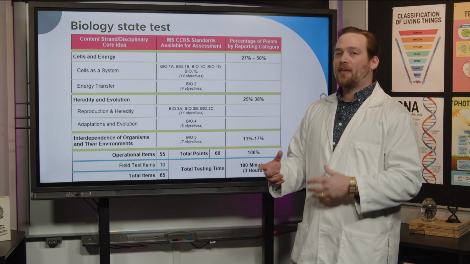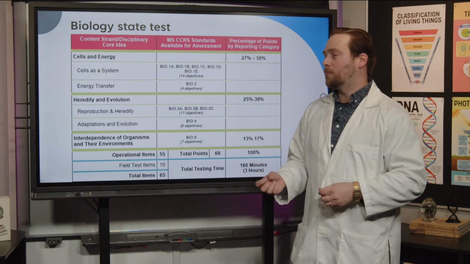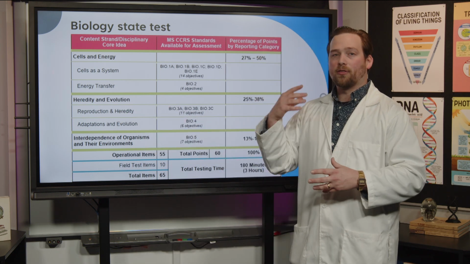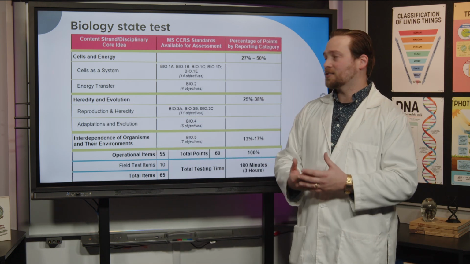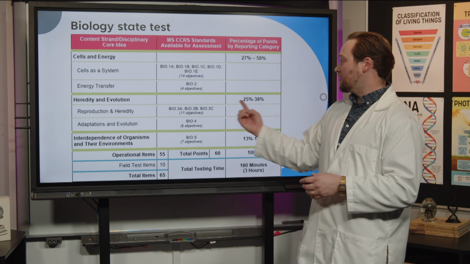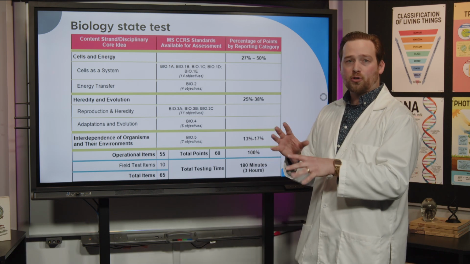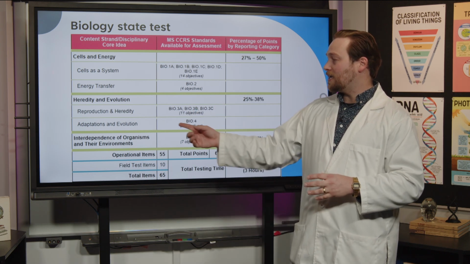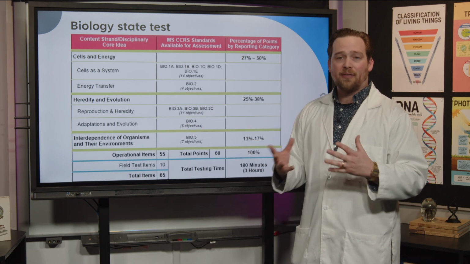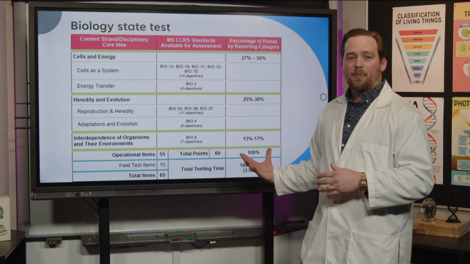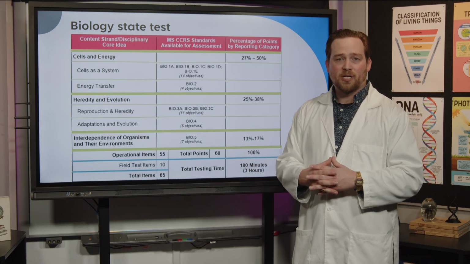After that, the next set of questions that you'll mostly get are about heredity and evolution. So this is all the stuff about Punnett squares and genetics, as well as Darwin and his theories of natural selection and evolution. This can be from about a quarter to about a third of the test. And then lastly, the interdependence of organisms and their environment. That's the ecology that we were just talking about. That makes up anywhere from 13 to 17% of the test.